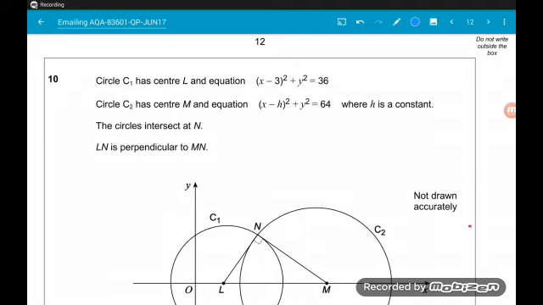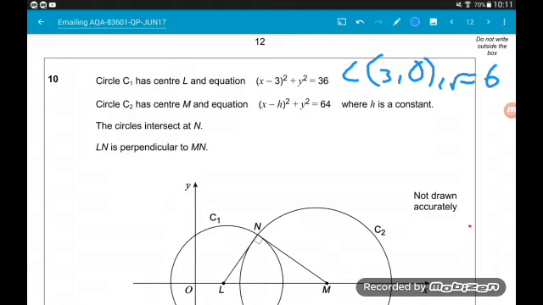Okay, question 10, a nice little bit of geometry, although it's probably quite tricky. So circle C1 has centre L and equation x minus 3 squared plus y squared is equal to 36. So from that we can write down the centre is 3, 0, and the radius is 6. By the equation of a circle, if you're rusty on those, I do have a video. Go to the equation of a circle, check that out.